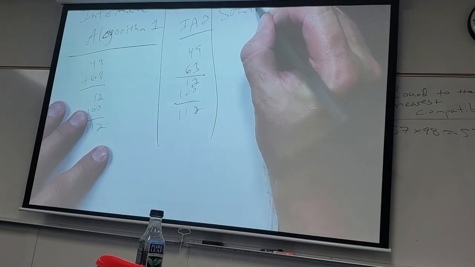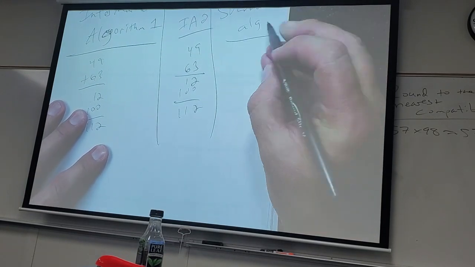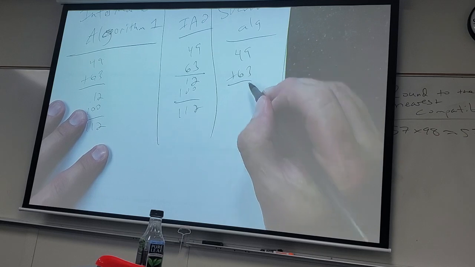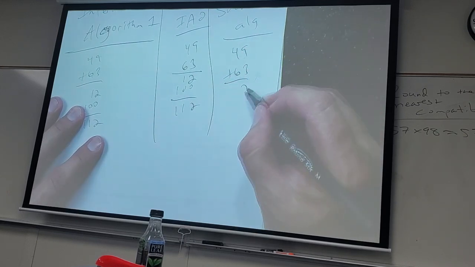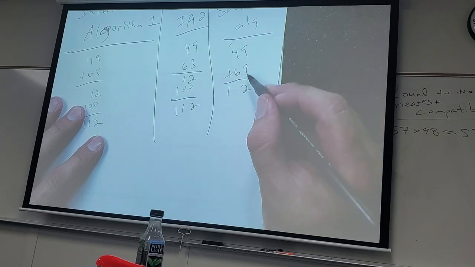So standard algorithm, which is the one we actually use, would be 49 plus 63. And this is, of course, where everything happens here instead of below. 9 and 3 is 12. Carry the 1, and then you get 112.